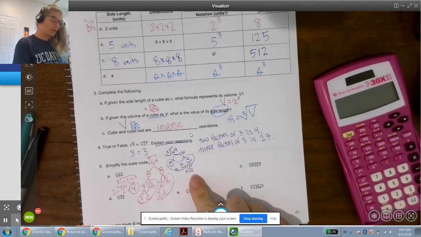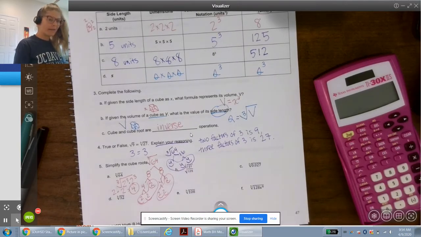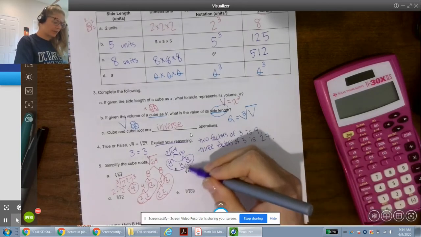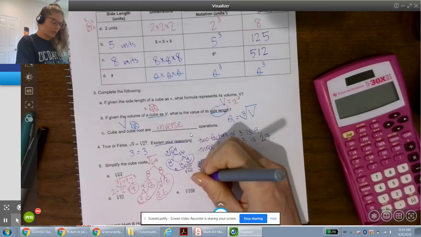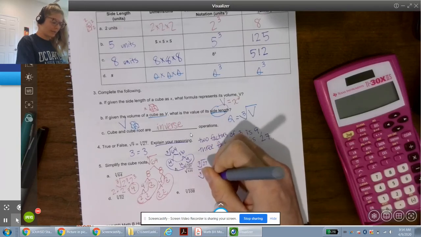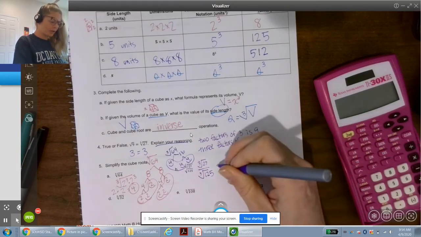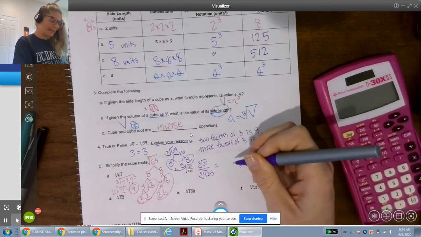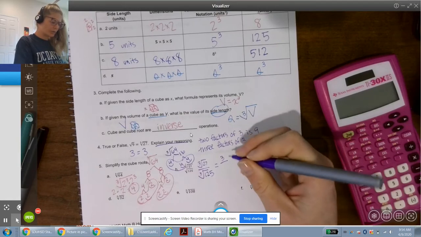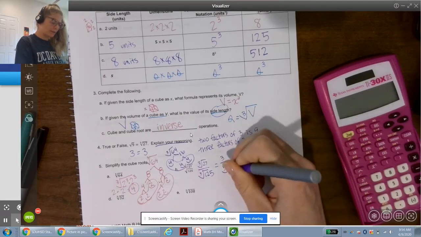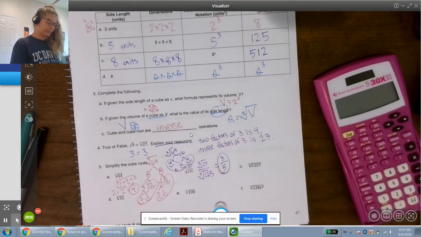The cube root of 27 over 125. Well, since this cube root belongs to the whole fraction, this is the cube root of 27 over the cube root of 125. And we saw above that the cube root of 27 is 3, and the cube root of 125 is 5. So this is equal to 3/5. Cool.